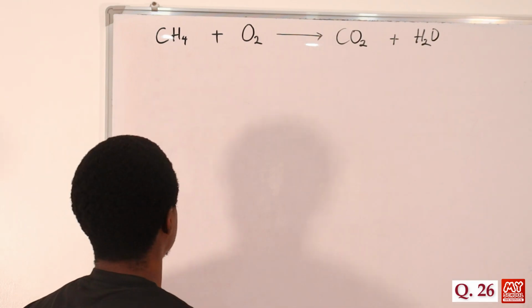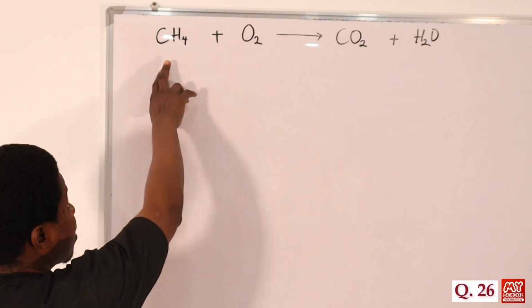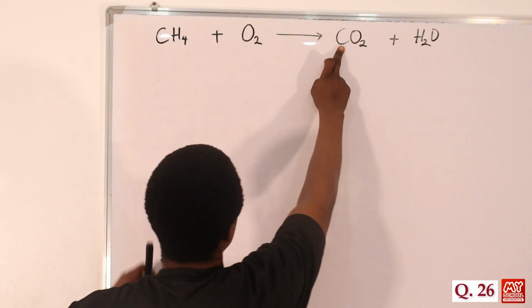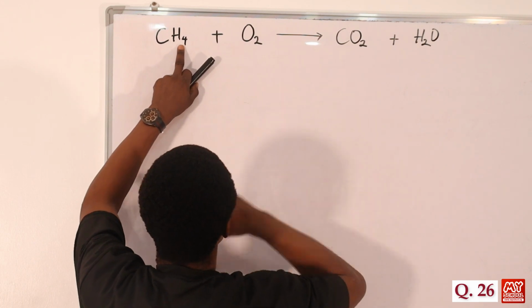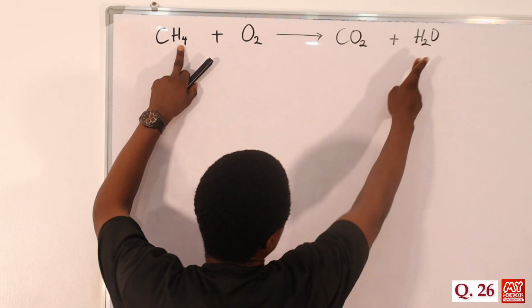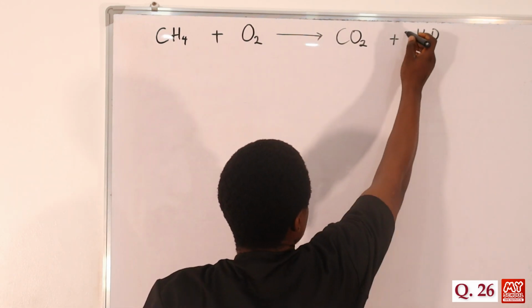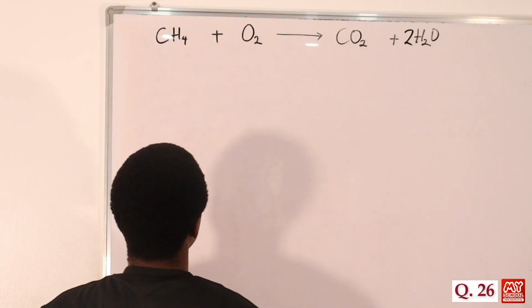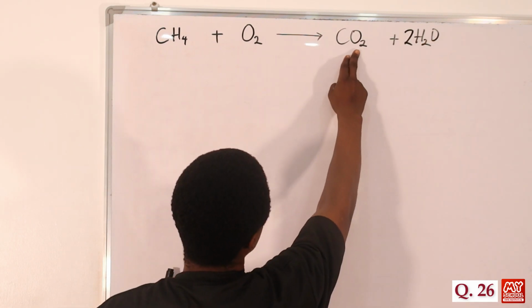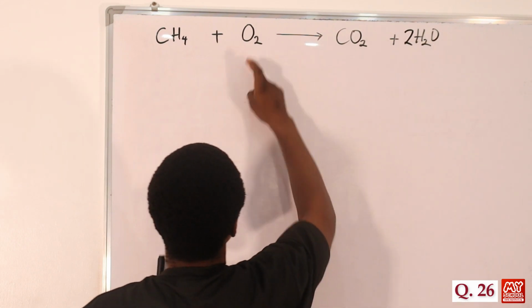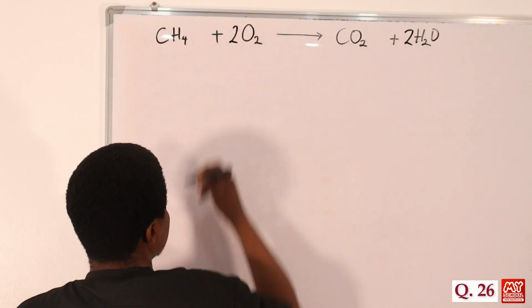You just need to balance the reaction stoichiometry. So let's check now. We have carbon 1 here, 1 carbon here, 4 hydrogen here, so we have 2 here. Then we have oxygen, 2 here, that's 4. Oxygen here is 2, so we have 2 here. I think the equation is balanced now.